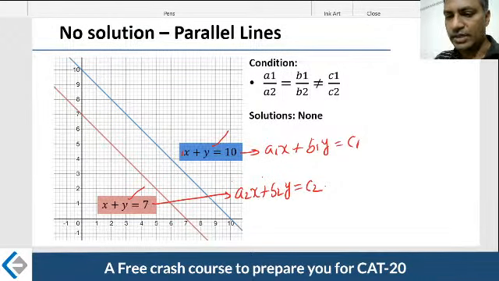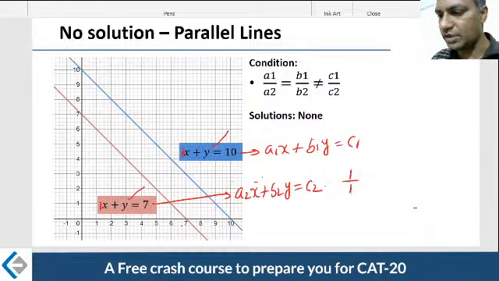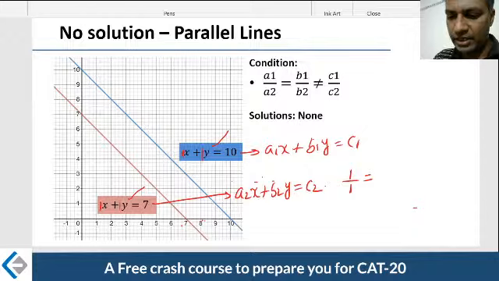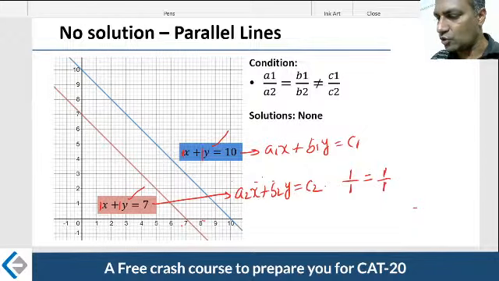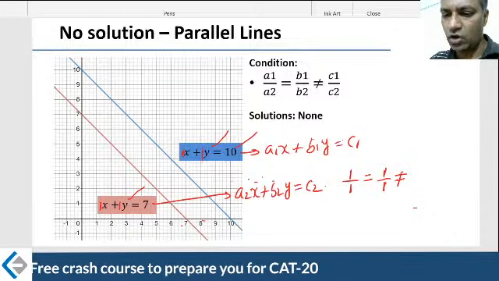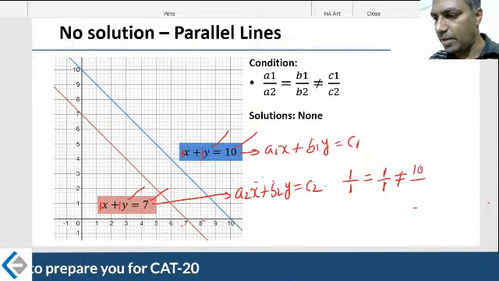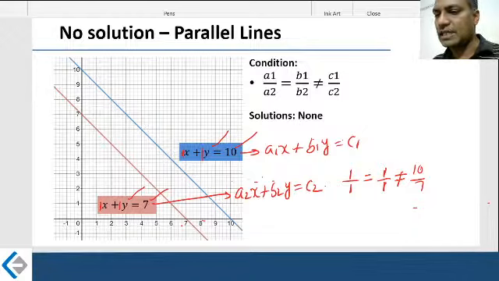Let us take a look at this. What is the ratio of the coefficients of a1 and a2? 1 by 1. What is the ratio of the coefficients of b1 and b2? That is also 1 by 1. These two are equal, but it is not equal to the ratio of the constants, which is 10 divided by 7. Therefore, we have drawn lines which are parallel.